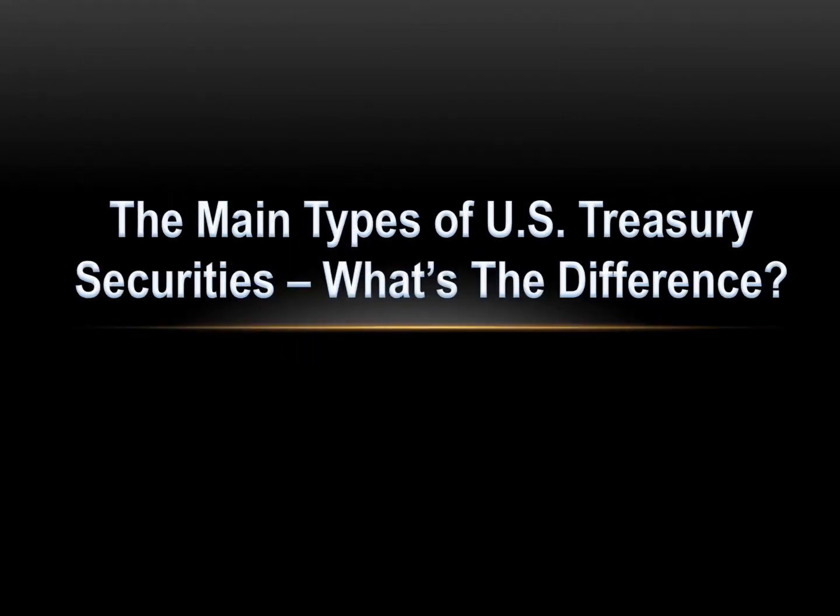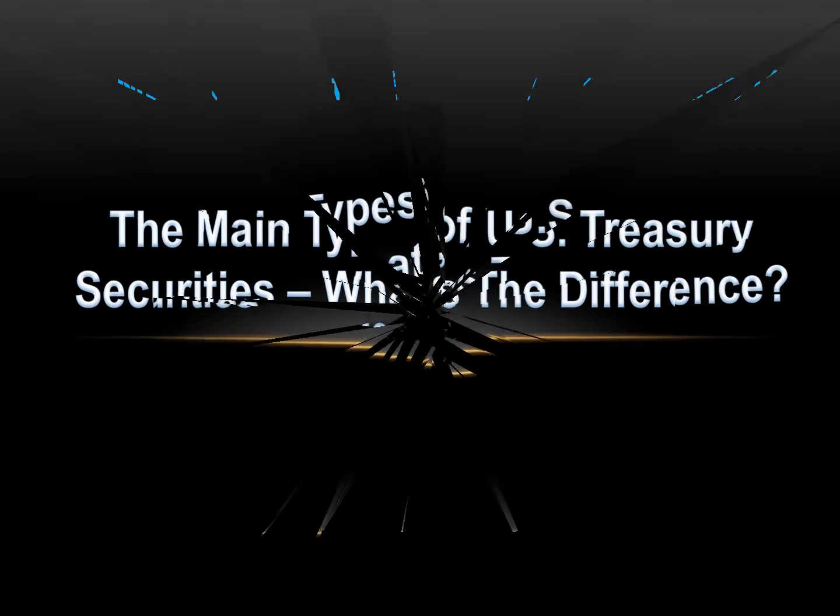Now let's discuss the main types of U.S. Treasury securities and how they work. The first type is Treasury bills, or T-bills.